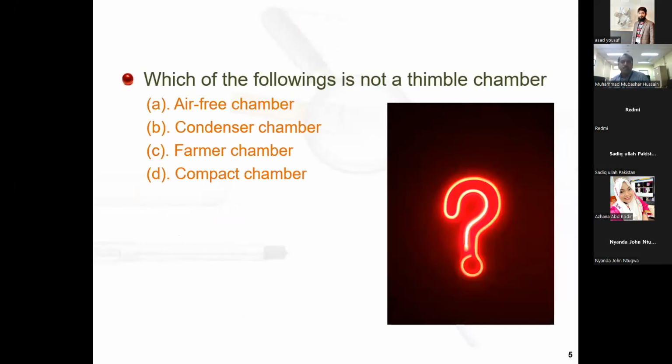Just to make the session interactive, this is the first question for the audience. If the moderator or Asad can show it in the Zoom poll, just a brainstorming, sir. Which one of the following is not a thimble chamber? You can record your opinion in the Zoom poll. Asad, is it showing? Yes, it's fine. You can continue.